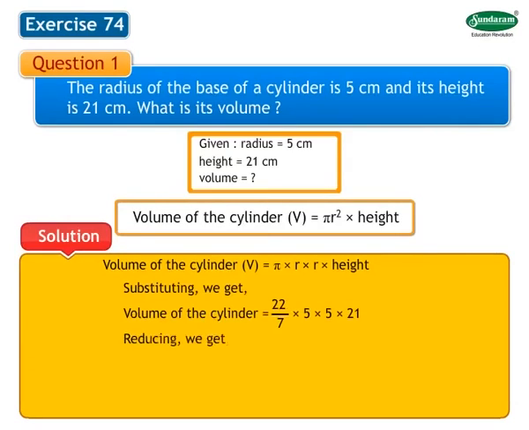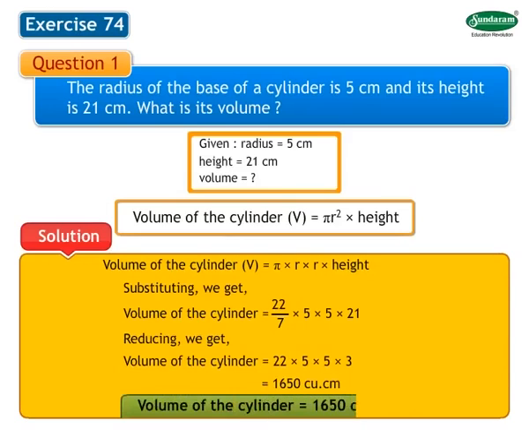By reducing, we get volume of the cylinder is equal to 22 into 5 into 5 into 3, which is equal to 1650 cubic centimeter. As said earlier, do not forget to write the unit. Volume of the cylinder is equal to 1650 cubic centimeter.